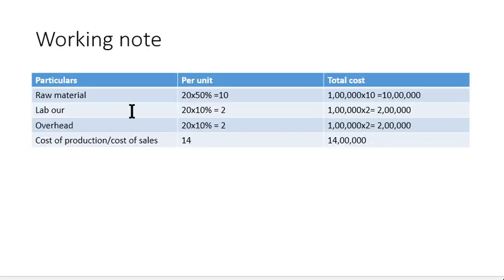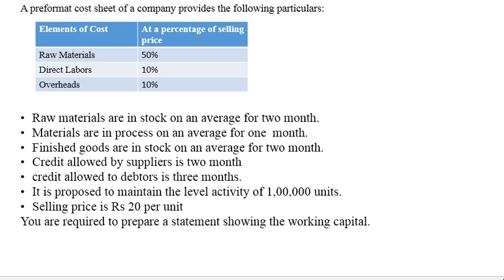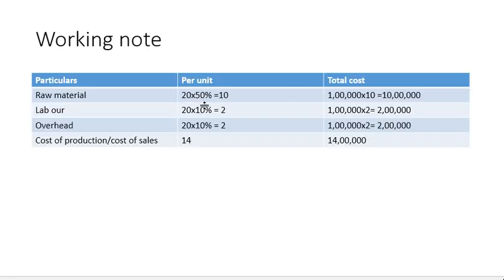Let us see the working note. Particulars, per unit percentage is given, then you have to convert that percentage into rupees, then total cost: raw materials, labor and overhead. Okay, so raw material is 50% of the selling price. You check in the problem what is the selling price, you will get the selling price is rupees 20 per unit. So 20 into 50% per unit is 10 rupees. Total cost: 1 lakh units into 10 rupees per unit, 10 lakh rupees.